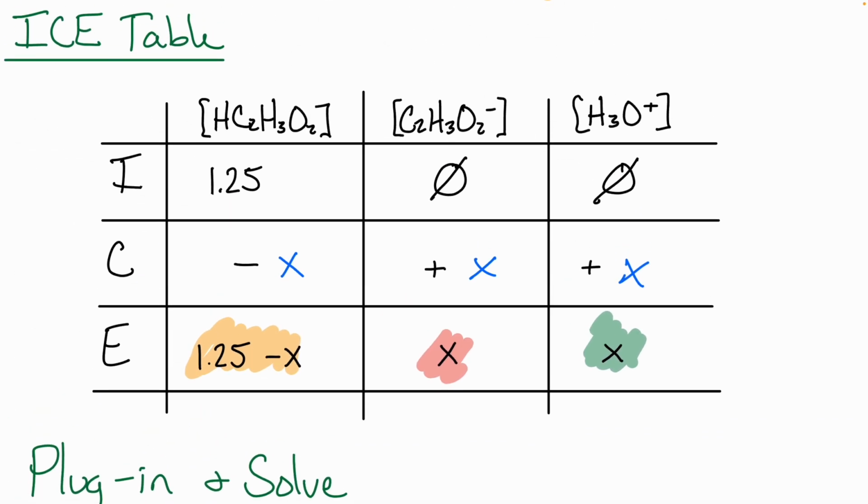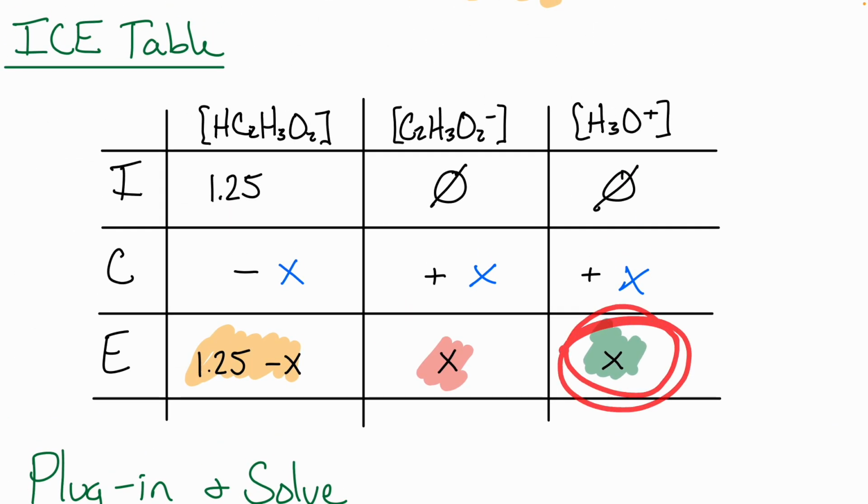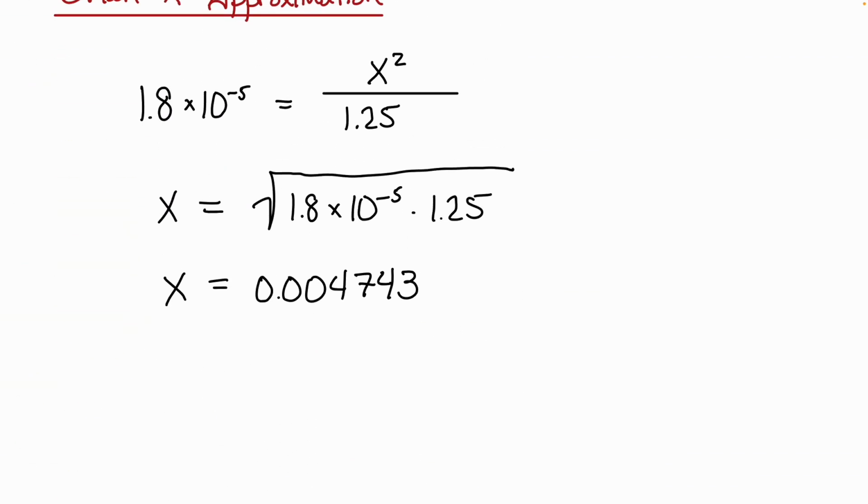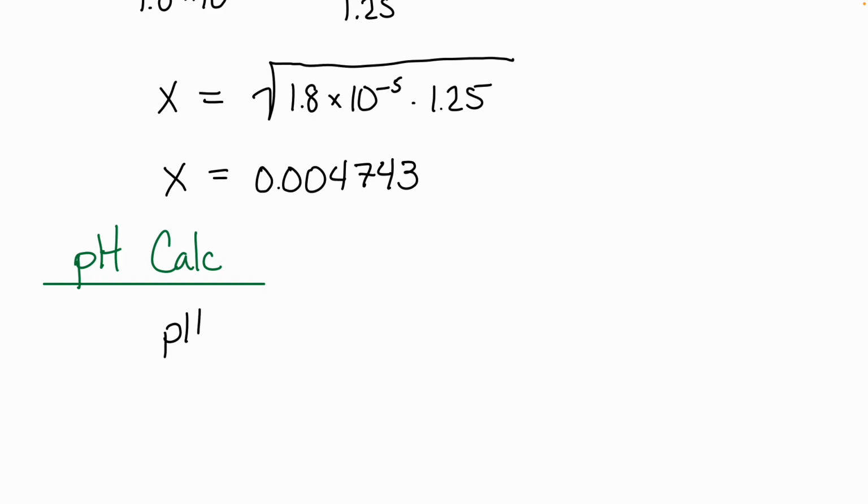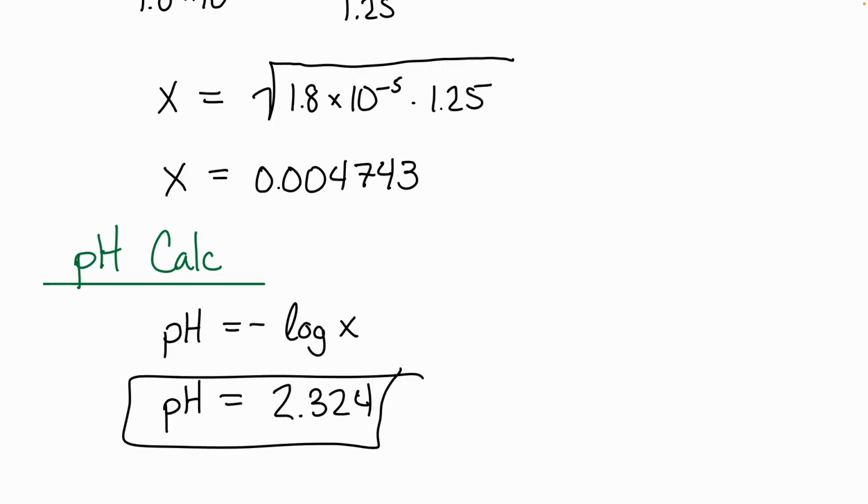And importantly, according to my ICE table, X is the concentration of hydronium at equilibrium. So when I solve for X, I have my concentration of hydronium. I'm going to calculate my pH by taking the negative log of that hydronium ion concentration, negative log of that value of X, and I get a pH equal to 2.32. We'll do 3 decimal places: 2.324.